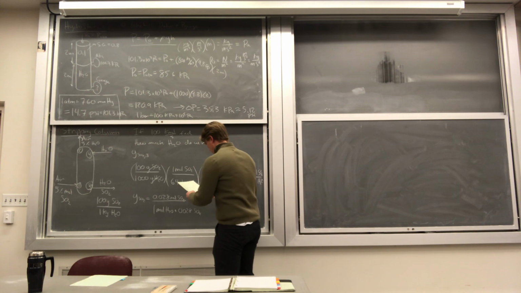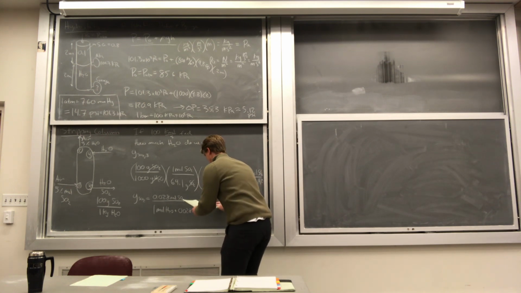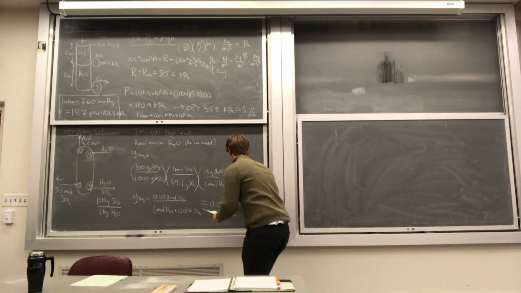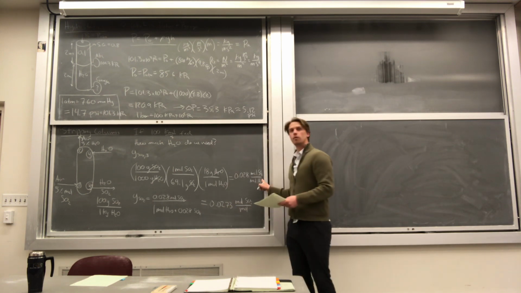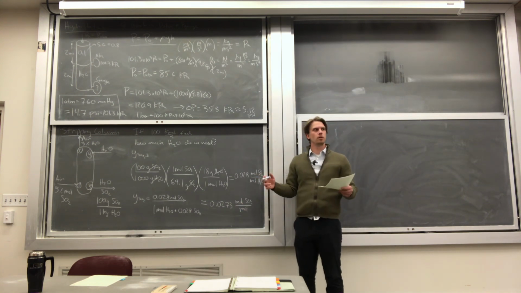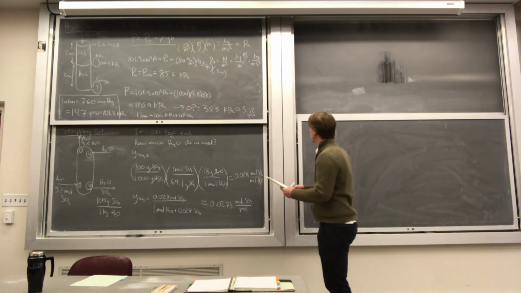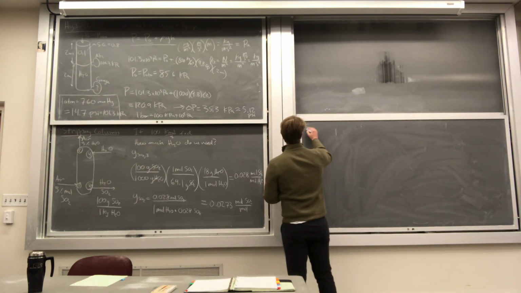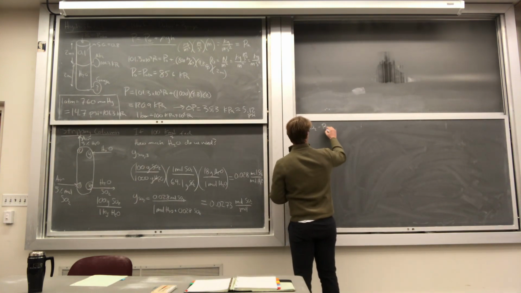And we get that the mole fraction is almost the same, 0.0273 moles of SO2 per mole. So not per mole of water, just per mole. That's the mole fraction. So we got the mole fraction now. So now we can actually start doing our material balances. Good so far? So let's knock out the sulfur dioxide balance.